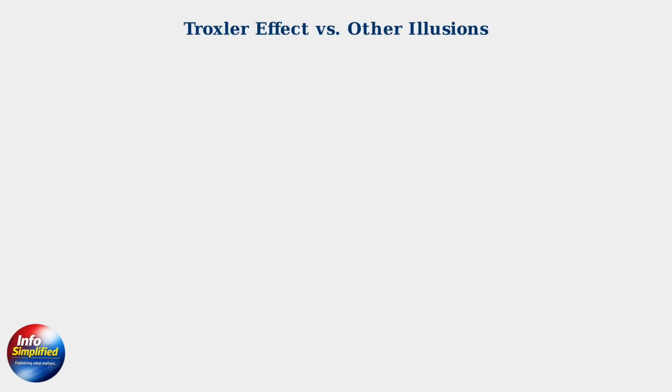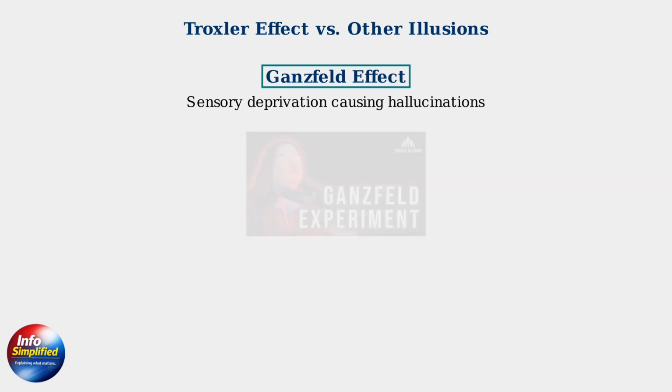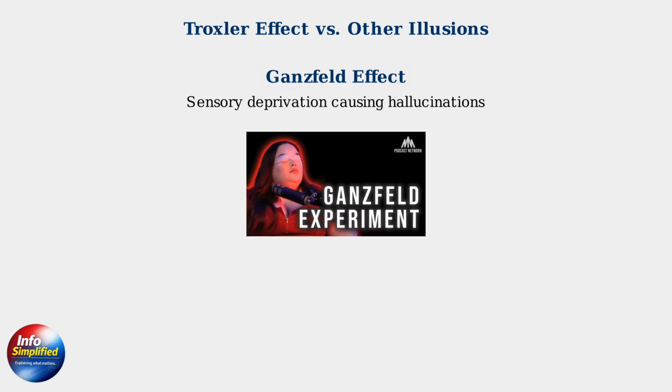The Troxler effect shares similarities with other fascinating visual illusions that reveal the brain's role in perception. One related phenomenon is the Ganzfeld effect, which occurs through sensory deprivation. When visual input is uniform and unchanging, the brain can generate hallucinations as it fills in the missing sensory information.